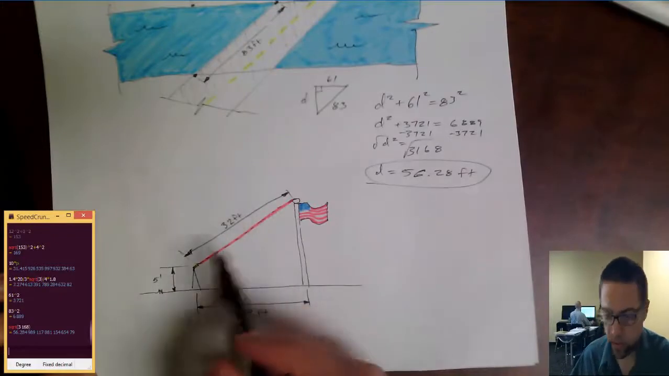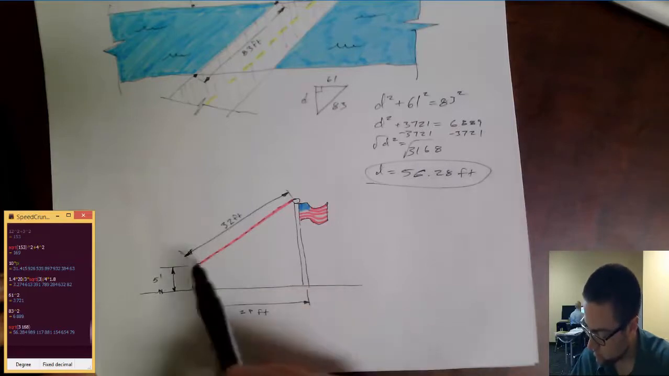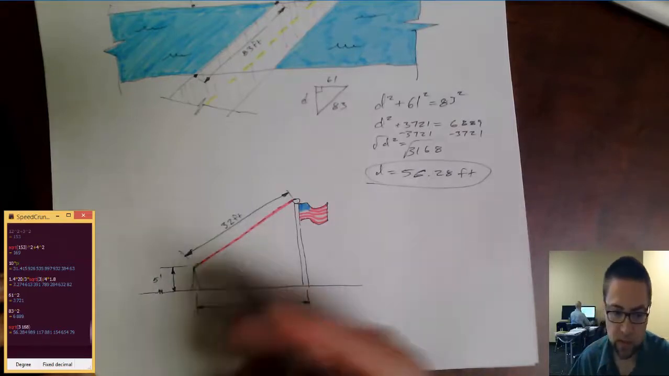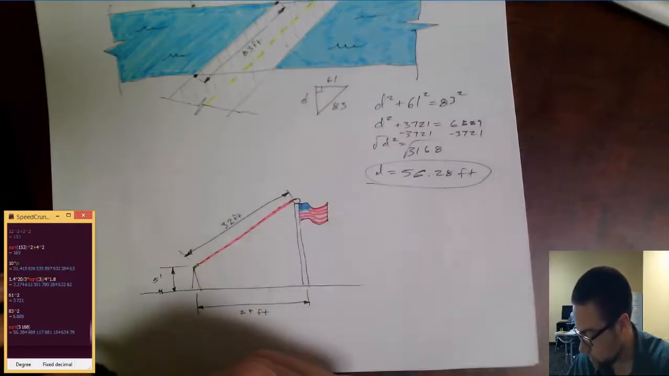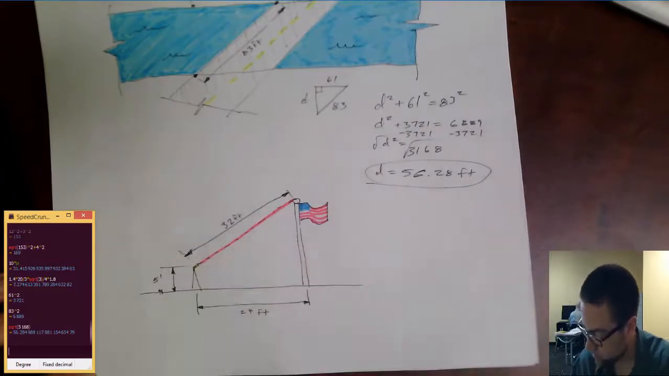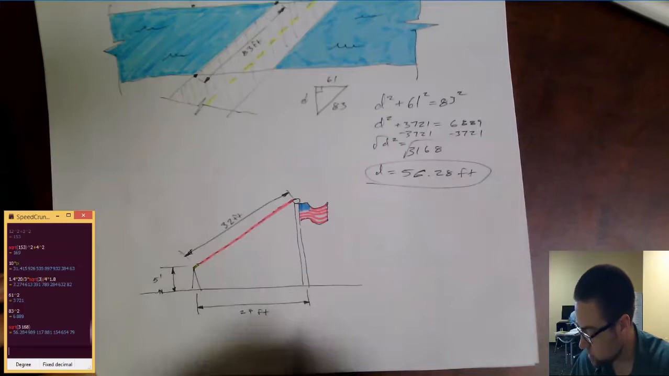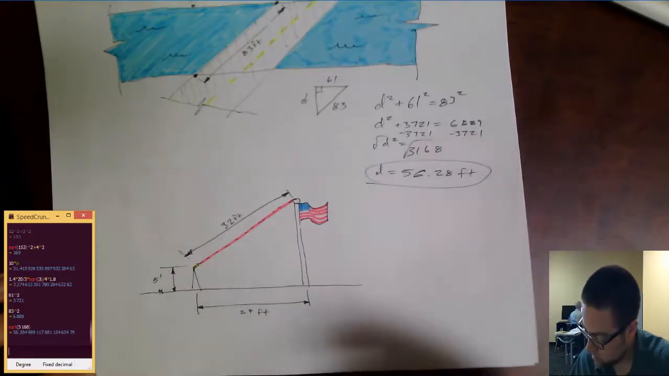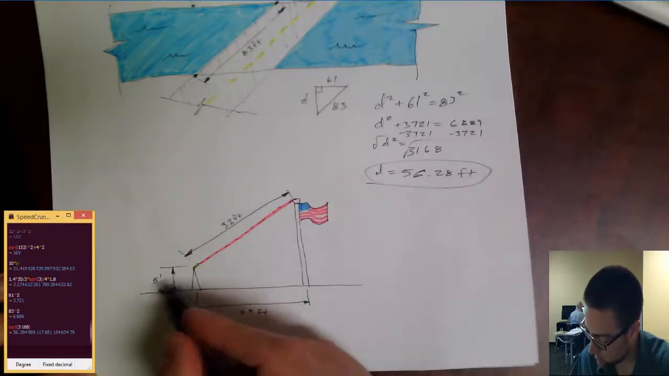Now we have a flagpole here, and we have a transit. That's like what the engineers use to shoot a laser to find distances. And the laser shoots to the top of the flag, and it measures off a distance of 32 feet. And we can take our tape measure and measure, this is 24 feet. So the question is, how tall is the flag? And the transit sits at a height of 5 feet.